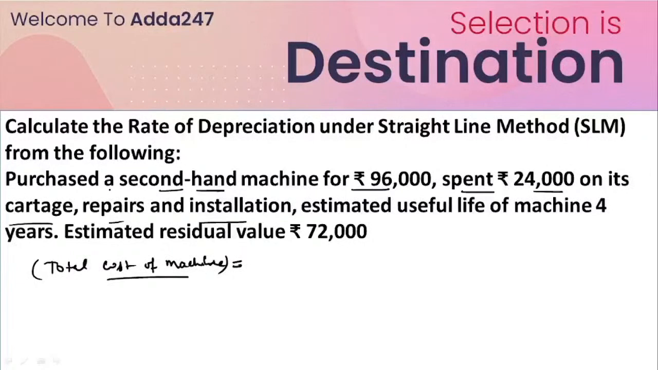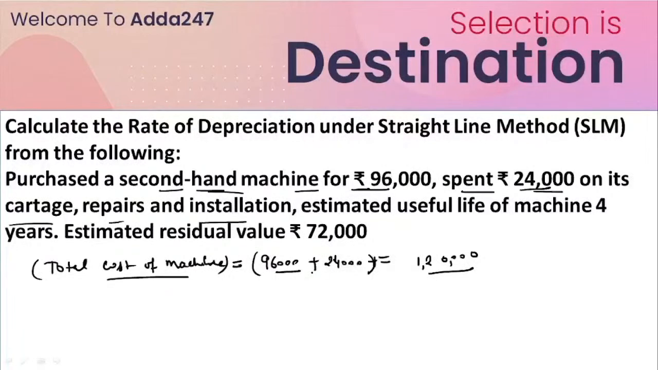Like here, we purchase a second hand machine for 96,000 rupees. If we purchase a second hand machine for 96,000 rupees and spend 24,000 rupees on its cartridge, that is also considered an expense on that second hand machine. So just write plus 24,000, plus repairs and installations, that means 24,000 rupees, overall the total extra expenses incurred on that machine. So the total cost of the machine will be 1,20,000 rupees, isn't it?